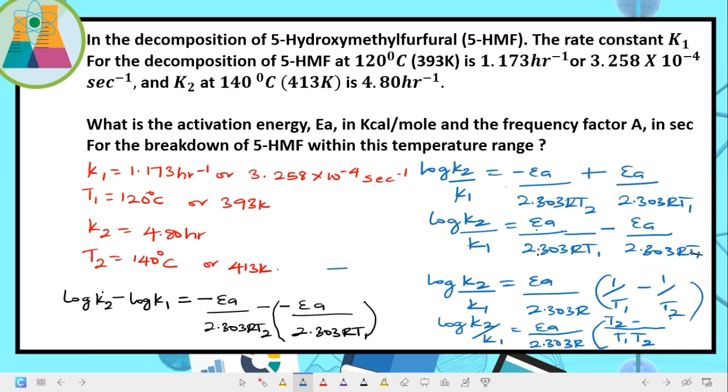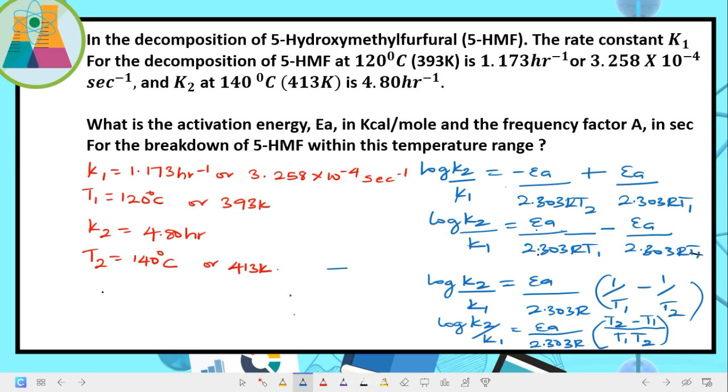What is it going to give to us? T1. T1 times this is what? T1. So this will be the formula we are going to use instead of following that process, okay. So our formula now is log K2 all over K1 is equal to EA all over 2.303 R, brackets T2 minus T1 all brackets, T1 T2.